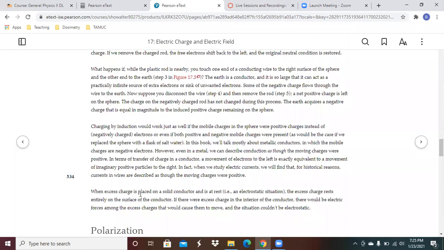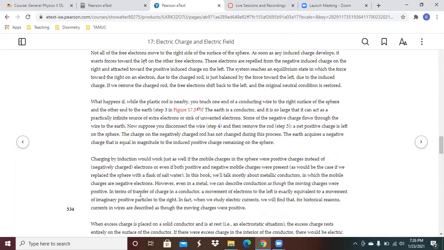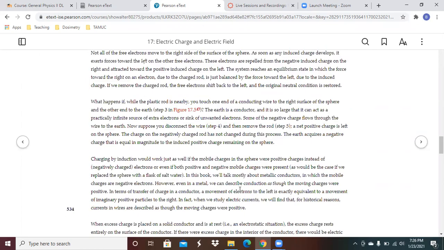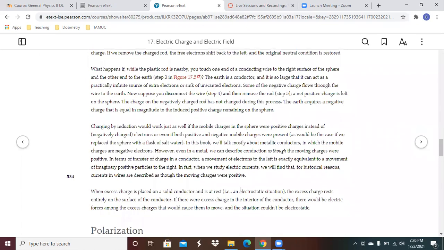So what happens if, when the plastic rod is nearby, you touch one end of a conducting wire to the right surface of the sphere and the other to the earth? In other words, you put a wire and then it goes down. So what's going to happen in that particular case? The earth is a conductor, and it is so large that it can act as a practically infinite source of extra electrons or sink of unwanted electrons. So some of the negative charge flows through the wire to the earth.